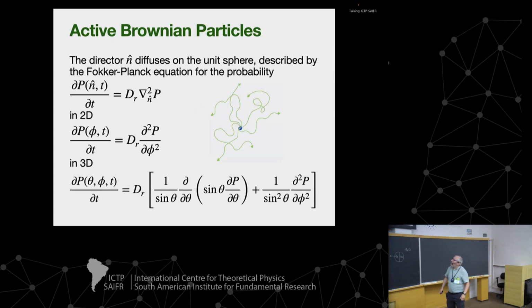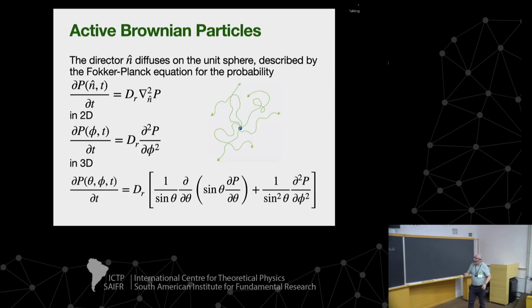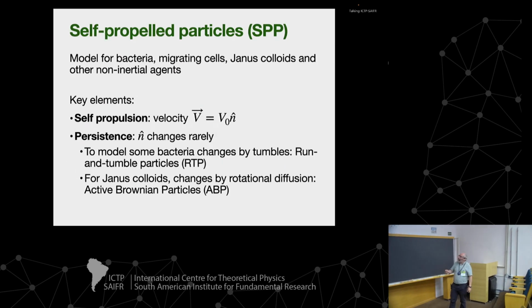So the first case is called run and tumble particles, not very original for the name. For the other case, people chose the name active Brownian particles. That is, particles that move, and the director is changing smoothly.